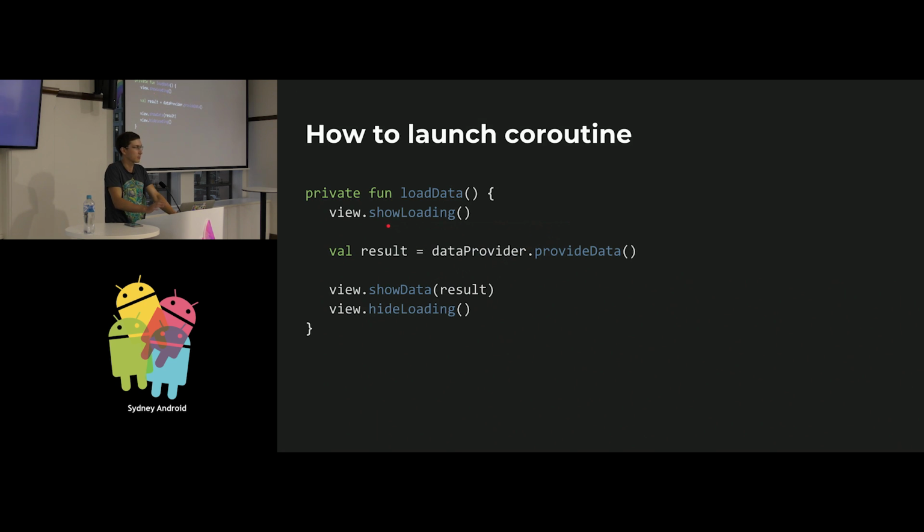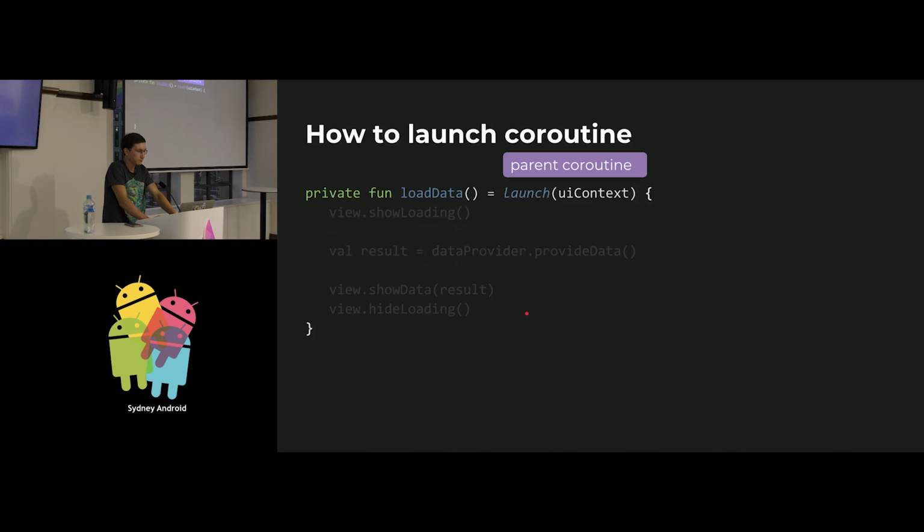And we will try to transform it to make it use coroutines. So imagine this method in your presenter. You have some load data function, which calls show loading, which obviously shows some loading. We have some heavy operation here, which must be run in a different thread. And again, we need to switch to the UI thread to show the data and to hide the loading. So first, we need to launch a parent coroutine. We'll use a launch function for that. If you remember, that's fire and forget. And we will specify a UI context, so that everything inside will be run on the UI thread.